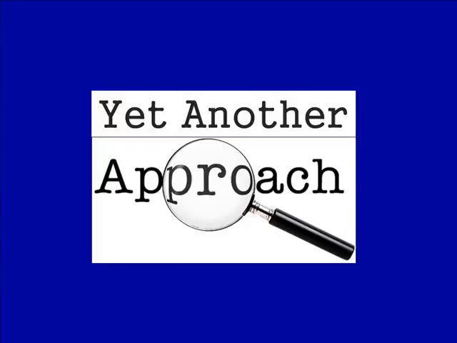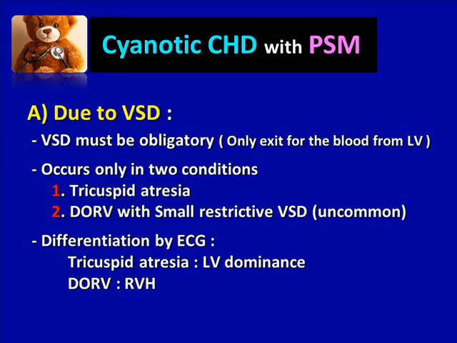There is yet another approach. This is grouping the cyanotic congenital heart disease according to the murmurs. Now, if there is a patient with cyanotic heart disease with pansystolic murmur, it can be due to associated ventricular septal defect or due to MR or TR.